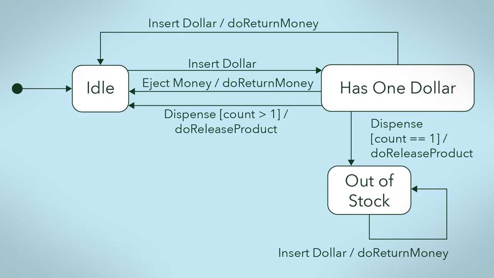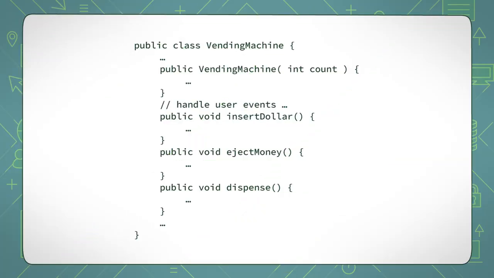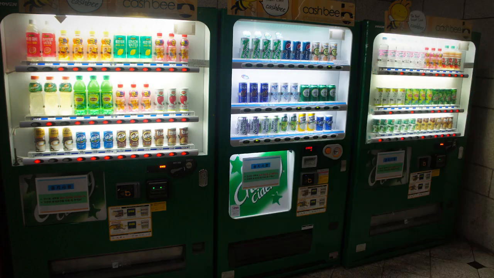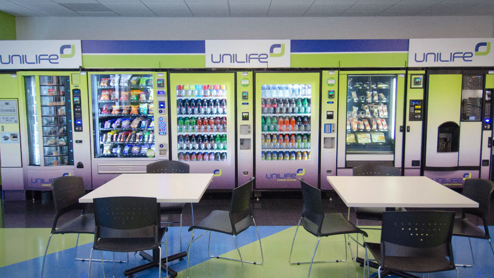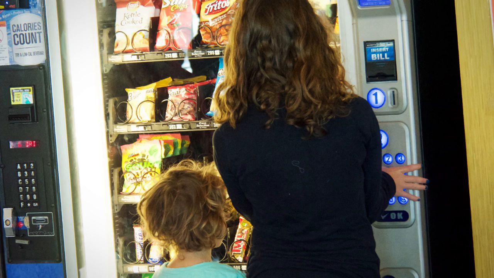Let's see what this might look like in code. My vending machine class would look like this. Take a second and think about the different states that the vending machine could be in. Before I approach the vending machine, the machine is in an idle state. Nothing is happening. What happens when I insert my dollar? The state of the vending machine changes.